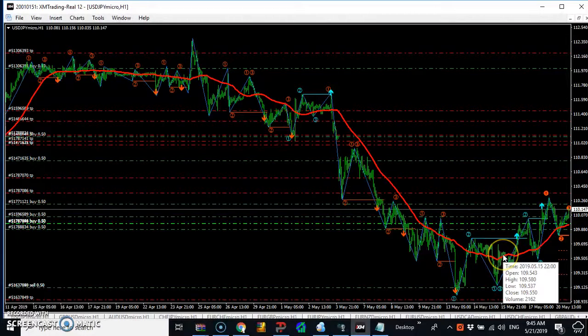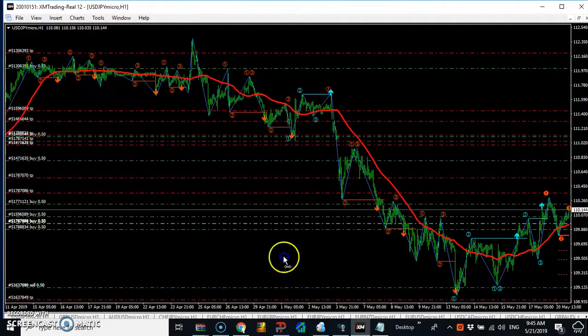But right here, your moving average has now started going up. And then the 1, 2, 3 pattern you want to look for is the one that moves along the direction of the moving average. Buy at 3, moving along the moving average, buy at 3. You see that? This is what the 1, 2, 3 pattern will do for you.